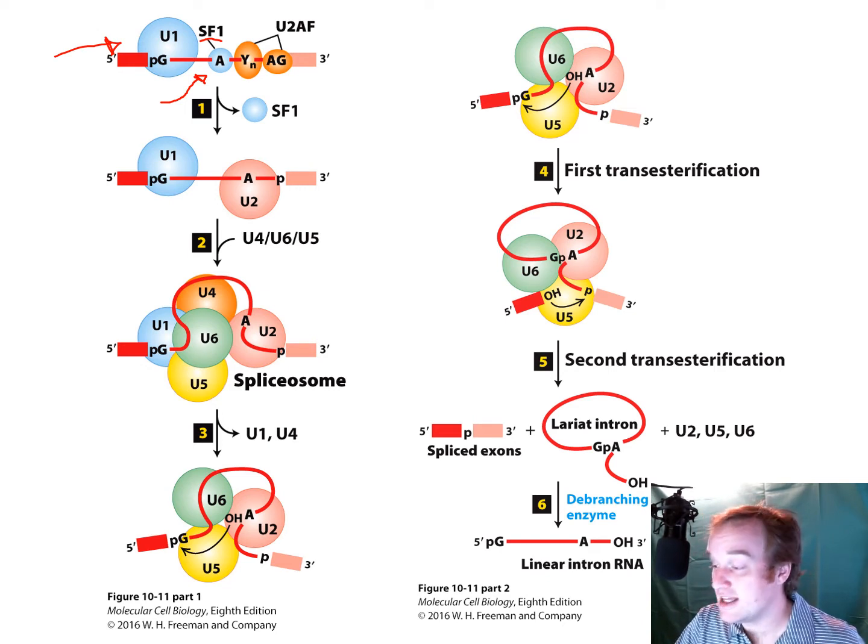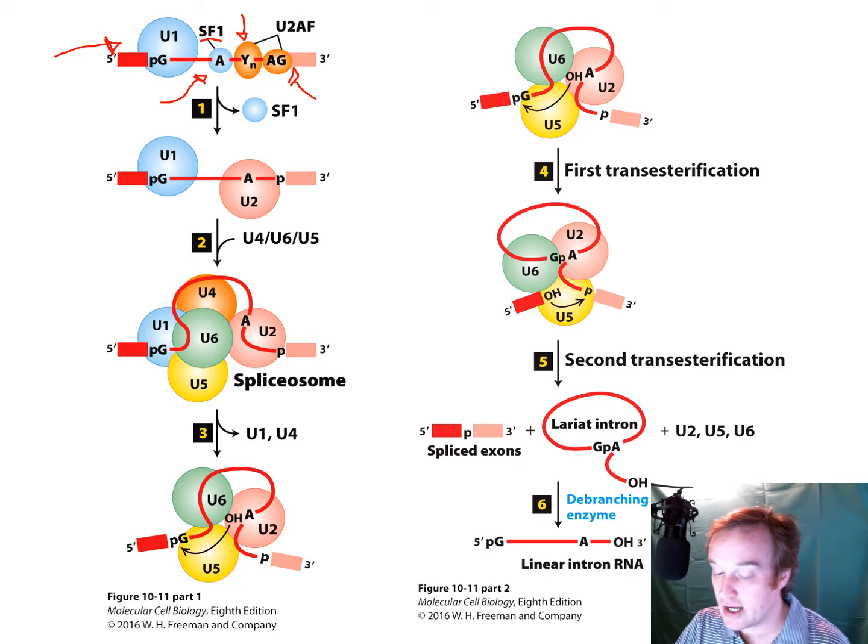So this U2AF associates with that polypyrimidine tract. Remember, there's that conserved region of pyrimidines that can vary in number. So here we have that Y to the nth, n can be any number. That's that polypyrimidine tract. And the AG of the AG-GU rule down on the 3' exon. Okay, so from there, that's our pre-initiation complex.